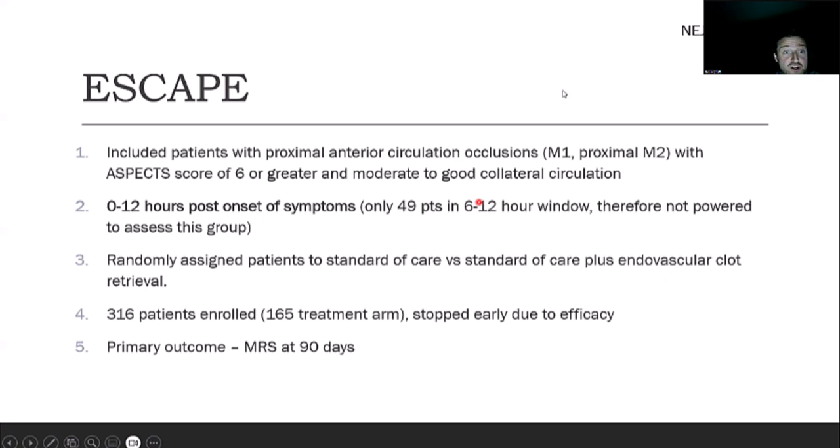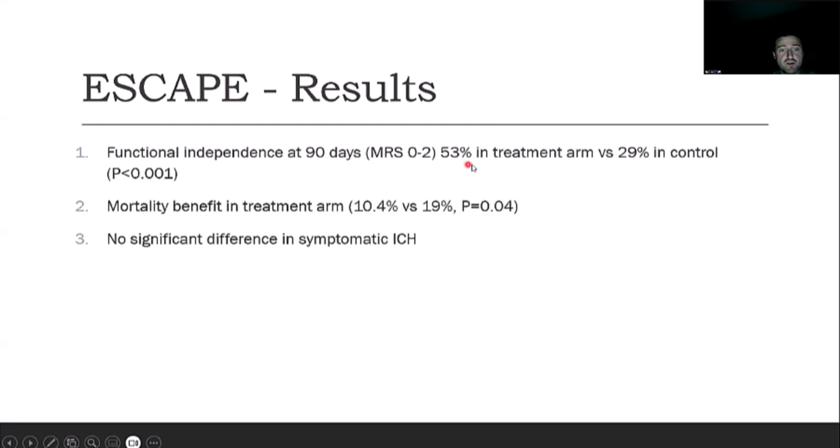The ESCAPE trial came out slightly later in March of 2015. It included patients with proximal anterior circulation occlusions, M1 or proximal M2, with ASPECTS scores of 6 or greater and moderate to good collateral circulation. They included patients 0 to 12 hours post-onset, but had very few patients at the 6 to 12-hour window, so it wasn't powered to assess that group. They were randomly assigned to standard of care versus standard of care plus endovascular clot retrieval, and they stopped early due to efficacy.